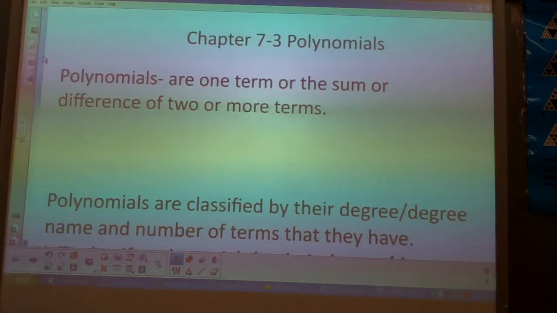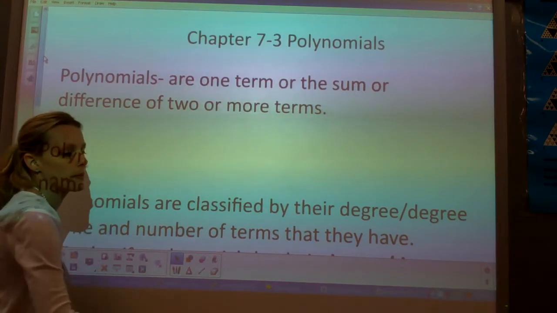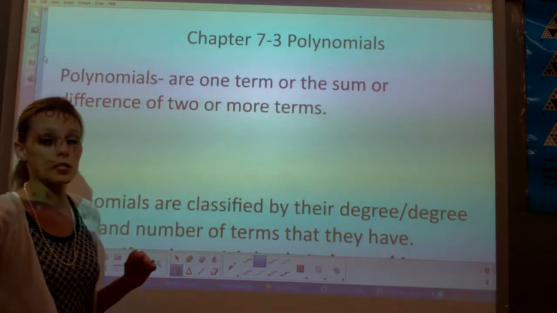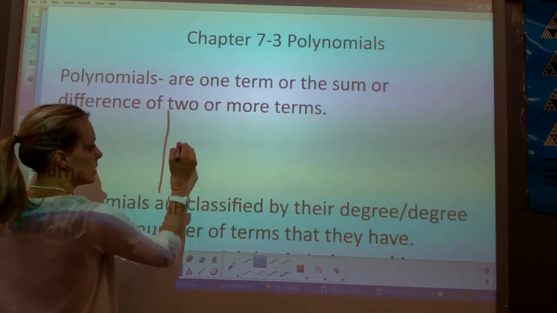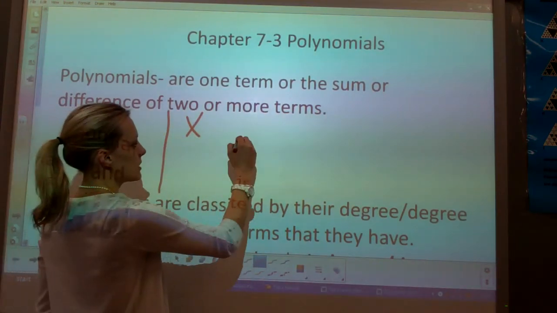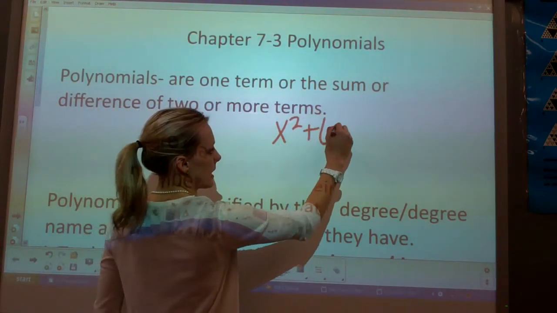This is section 7.3, polynomials. Please take notes. So we're going to start by what a polynomial is. It's just a term or the sum or difference of more than two terms. So for example, x is a polynomial. It's one term. Another example would be x squared plus 6x.